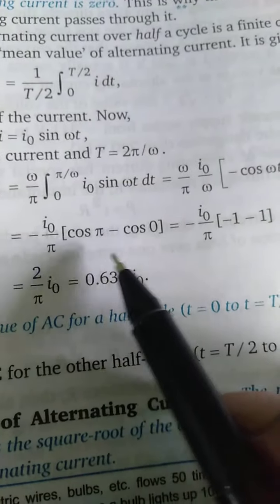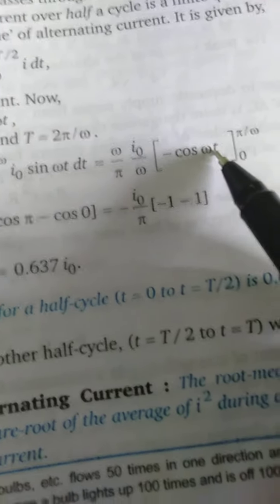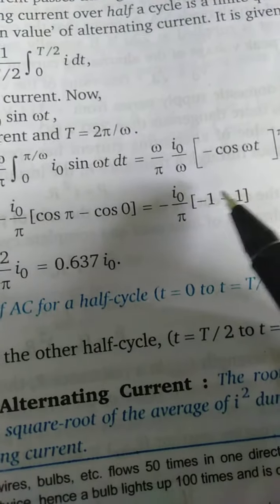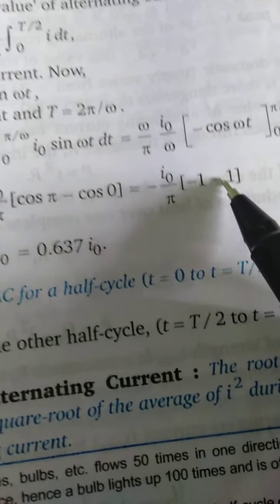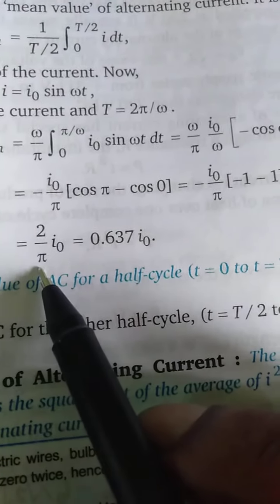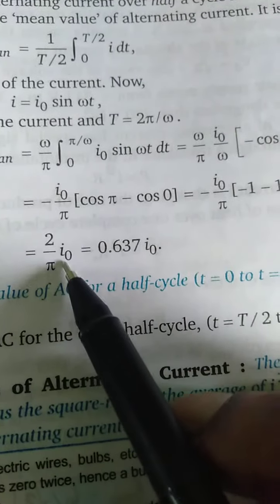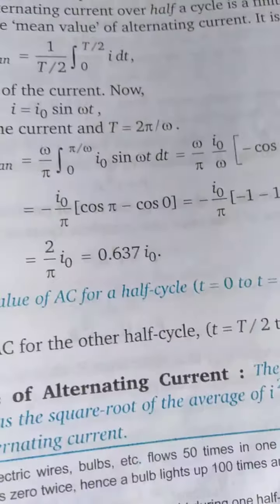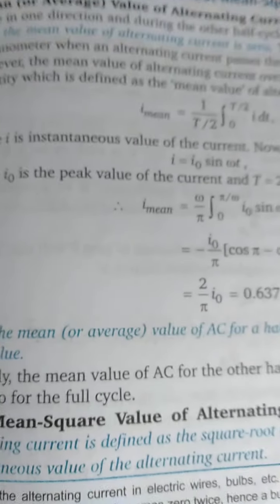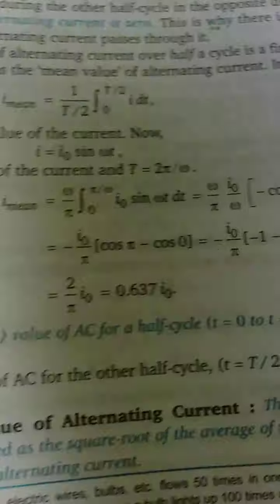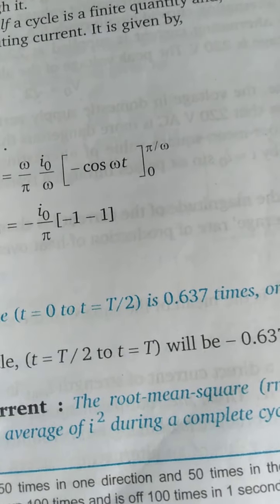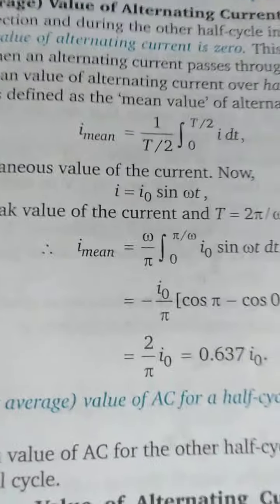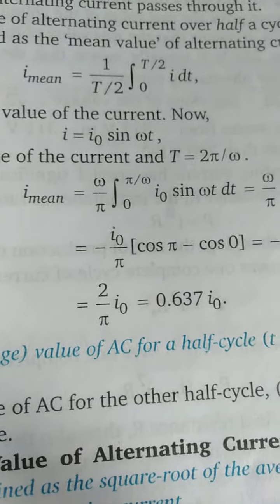If you put the limits, in place of t you write pi by omega, you will get pi, and 0 means the whole thing 0. So cos pi is minus 1 and cos 0 is 1. So minus 1 minus 1 is minus 2, and with the minus sign this will give 2 by pi I0. Now if you put the value of pi as 3.14, 2 by 3.14 will give you 0.637. Thus the mean or average value of an AC for a half cycle is 0.637 times the peak value.